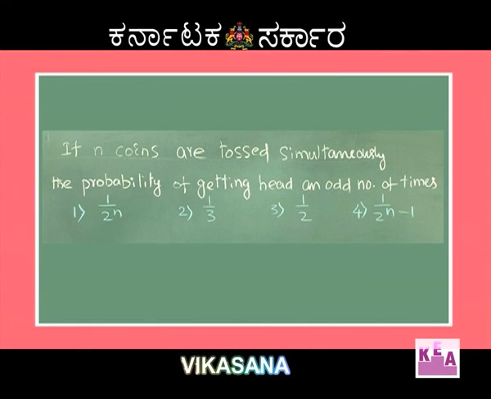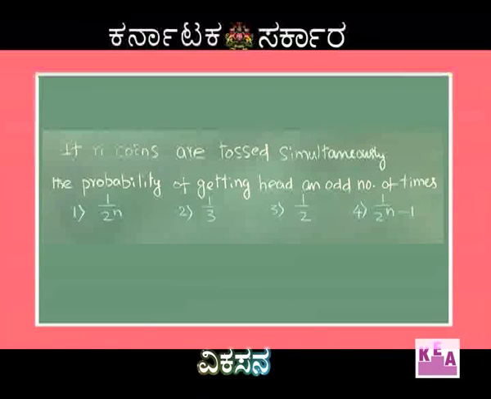Dear students, look at this next problem. If n coins are tossed simultaneously, the probability of getting head an odd number of times. Options are option A 1 by 2 power n, option B 1 by 3, option C 1 by 2, option D 1 by 2 power n minus 1.